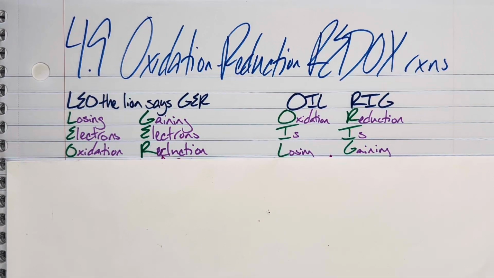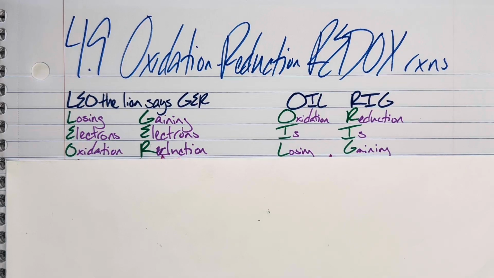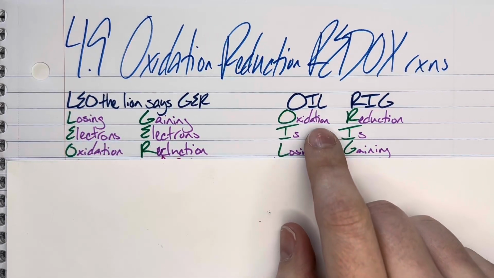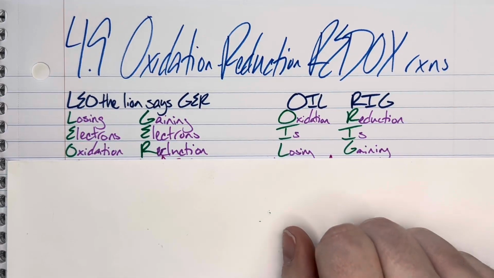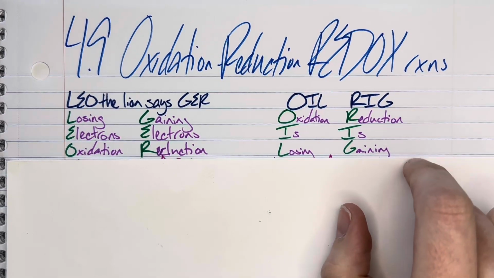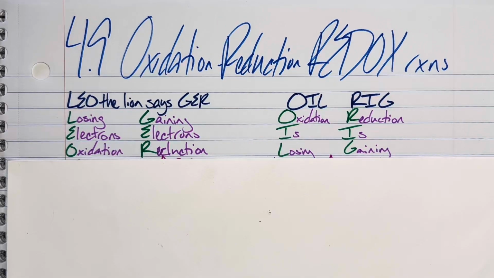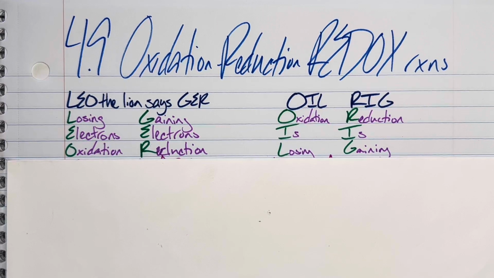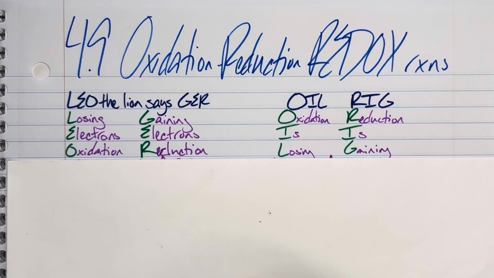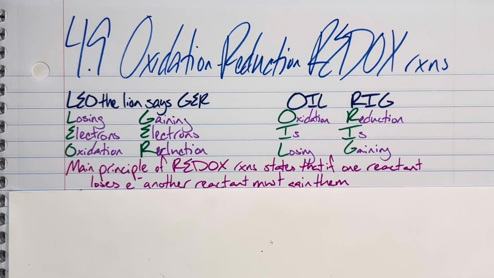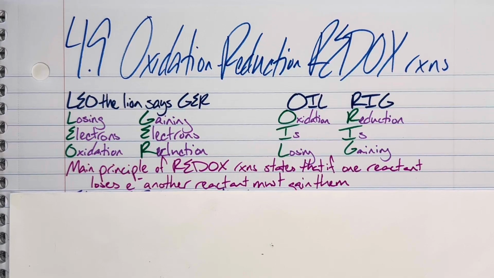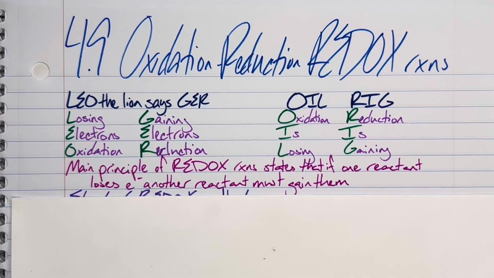Or you have OIL RIG. Oil, the O in oil is oxidation, and then L is losing. So oxidation is losing for oil, and then RIG is reduction is gaining. Pick whichever is going to be easiest for you to remember which direction is which. The main principle for redox reaction states that if one reactant loses electrons, another reactant must gain them.